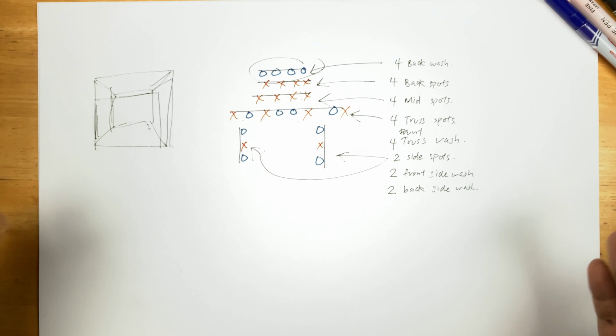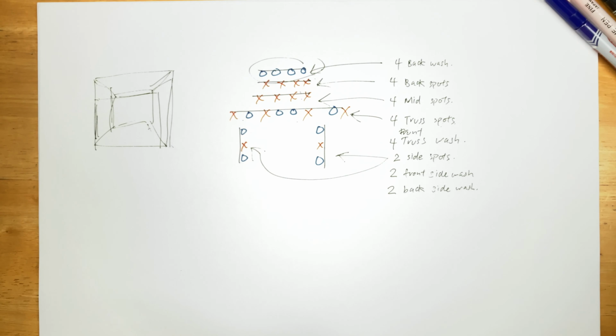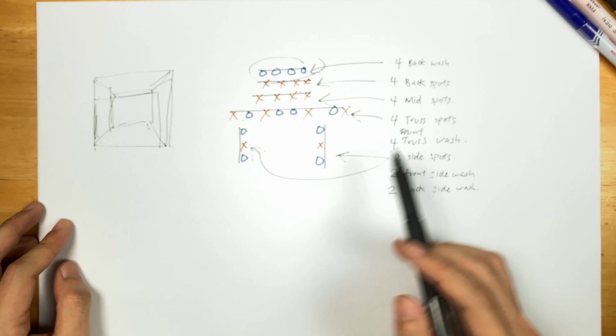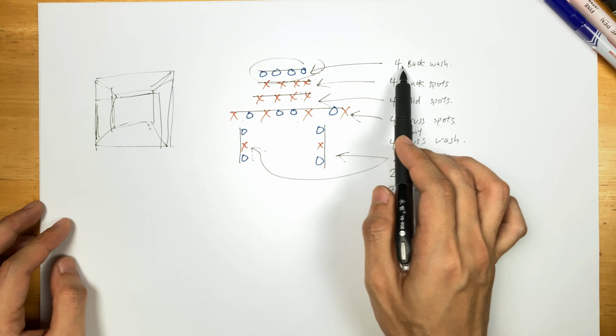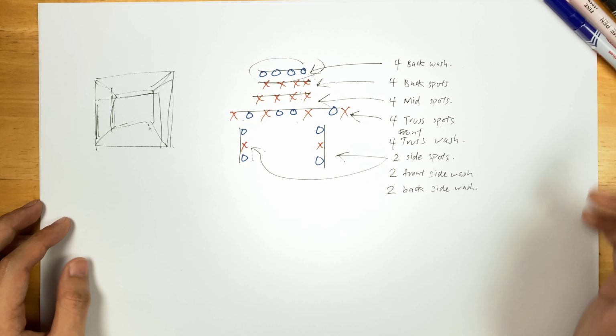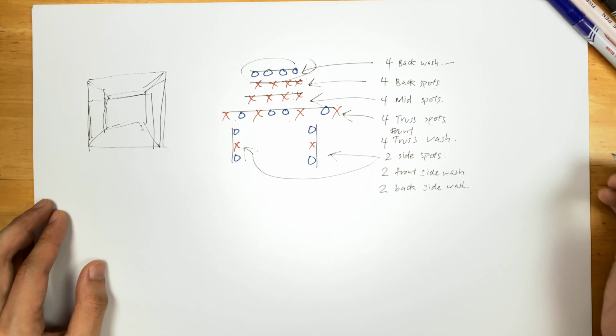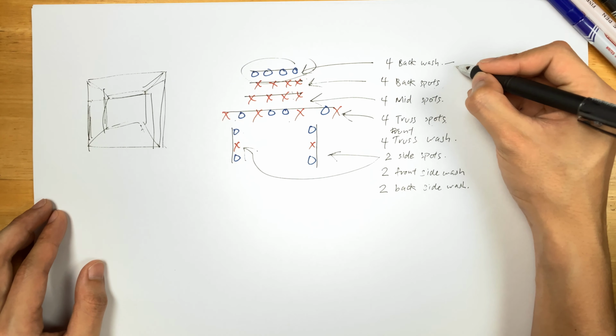Later I'll go through with you some ideas on different types of position that you can come up with when you have time. Okay, so back wash and your back spots, these two groups, are meant to be used as a backlight.